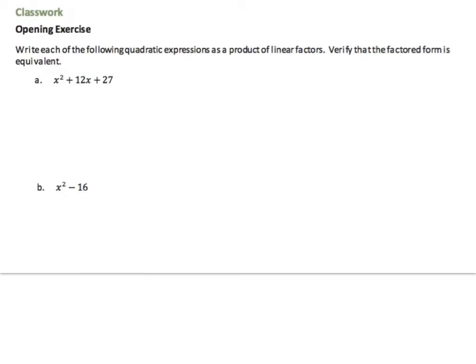First of all, let's do 4 little quick review problems. Write each of the following quadratic expressions as a product of linear factors. Verify the factored form is equivalent. Okay, first one. I've got x plus and x plus. 27 works out into 3 times 9, and then 3 plus 9 is 12. So that does in fact work. I could FOIL that back and verify it, and that's how you would verify it.